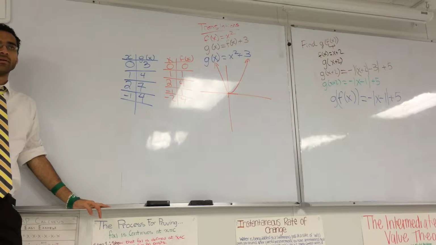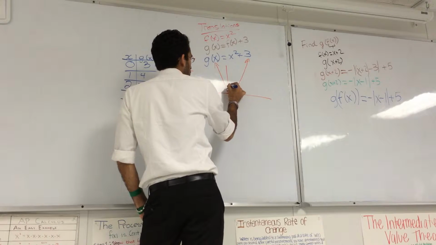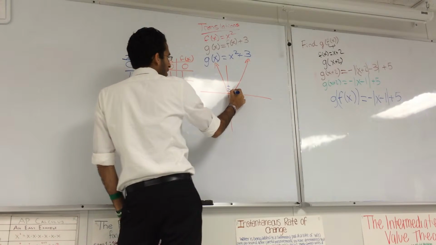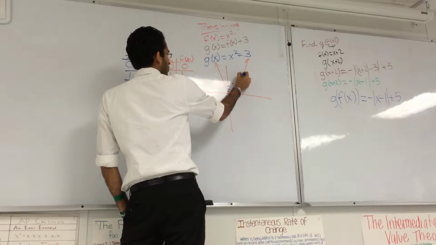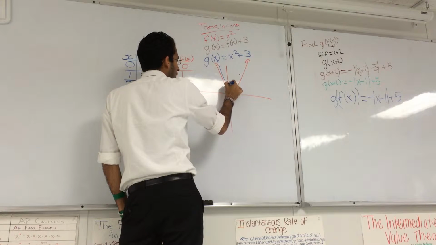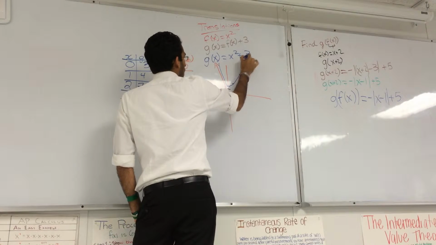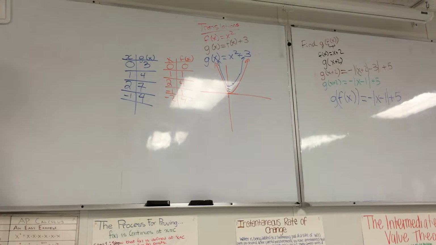Questions so far? So let's draw these out. So instead of 0, 0, I now have 0, 3. Instead of 1, 1, I now have 1, 4. Instead of 2, 4, I now have 2, 7. You all see where this is going. So this plus 3, what did the plus 3 do to the graph? What did the plus 3 do to the graph, Daniel? It shifts the graph up 3 units.